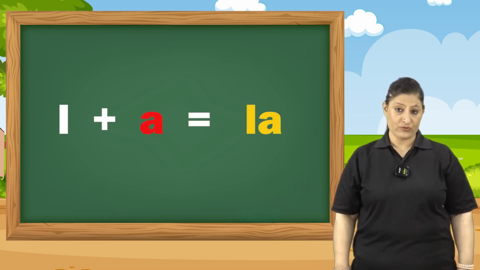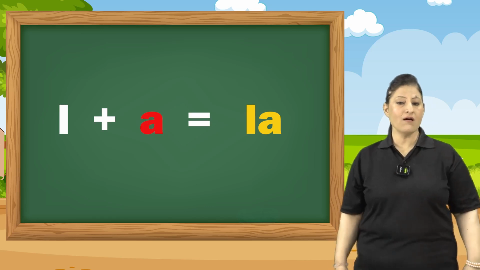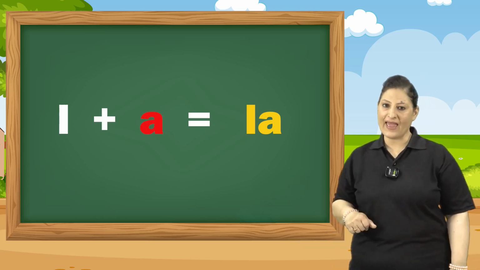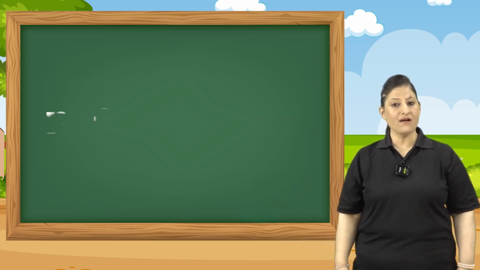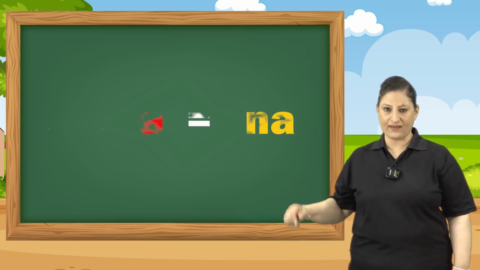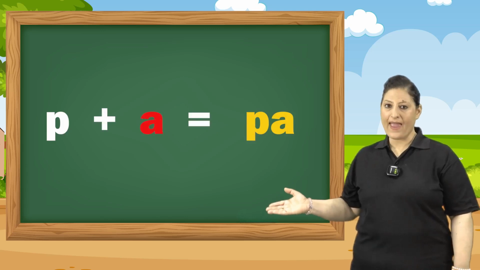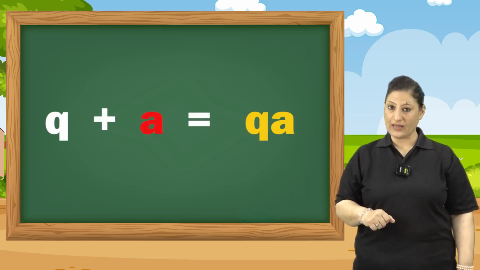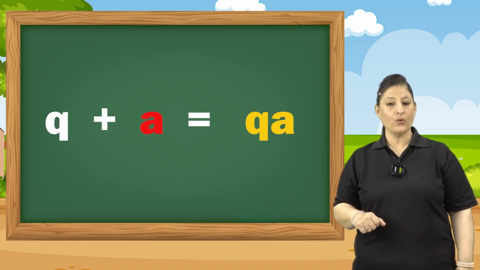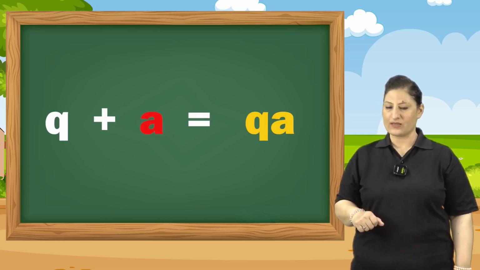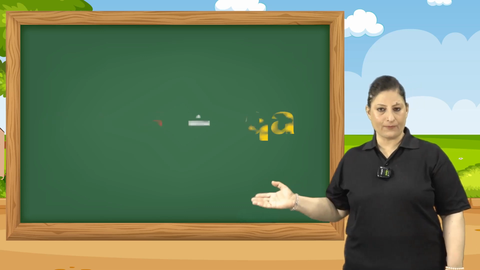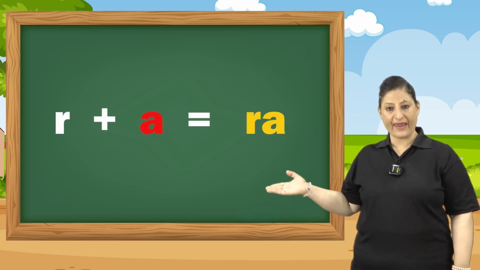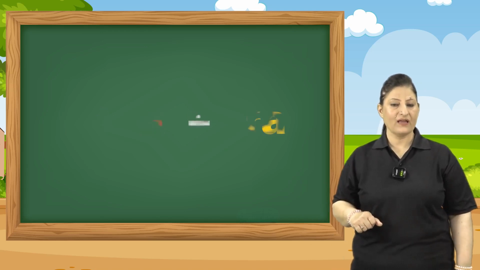L plus A, la. M, A, ma. N, A, na. P, A, pa. Qu, that is Q. Q and A together forms qua, as in square.